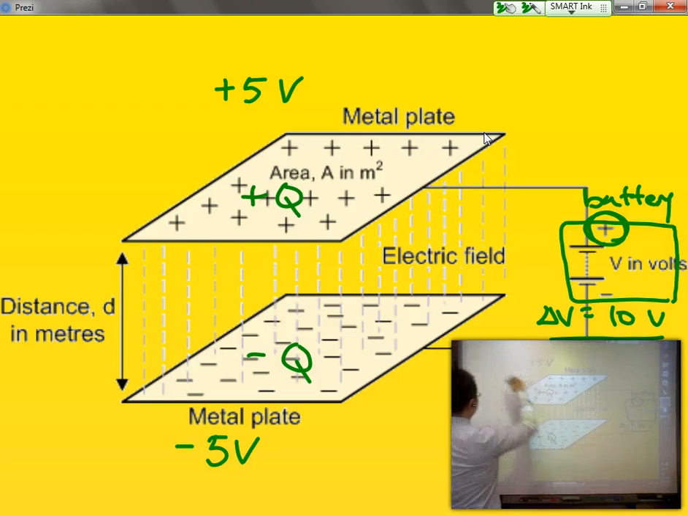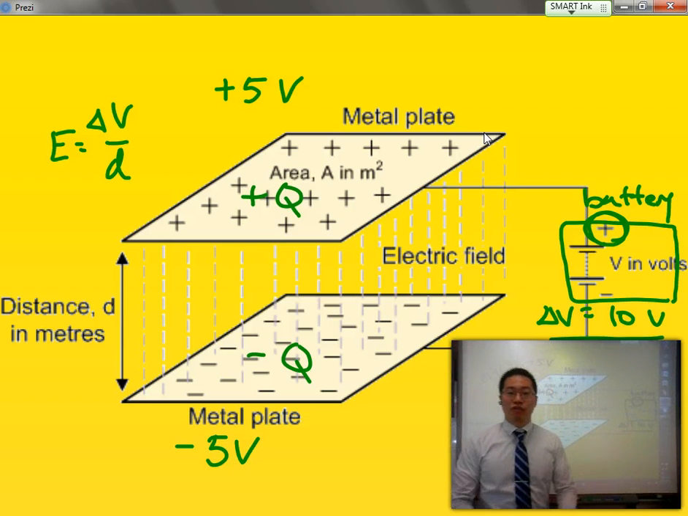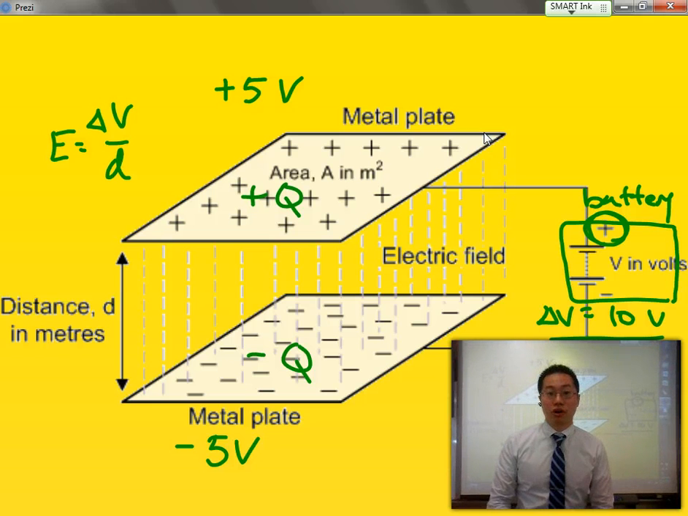So in this case, when you do E equals V over D, or really delta V over D, then the strength of your electric field is determined based on that. So if you bring the plates closer together, your electric field gets stronger and stronger. And the other way to strengthen it, of course, would be to attach a stronger battery to it.